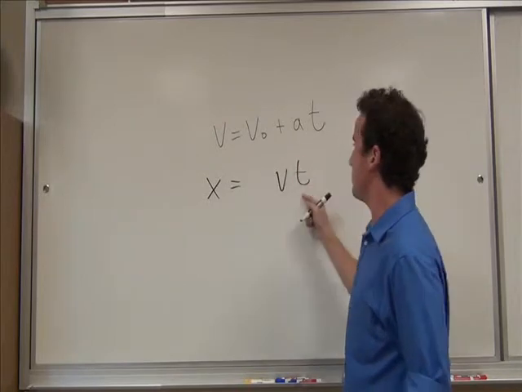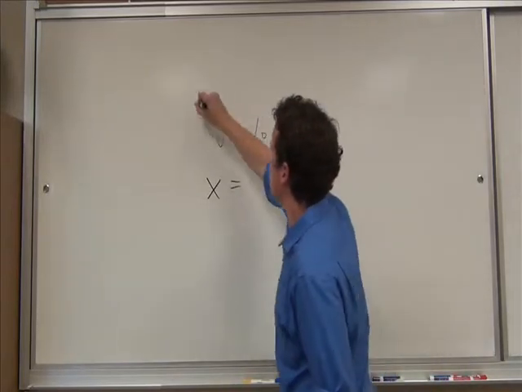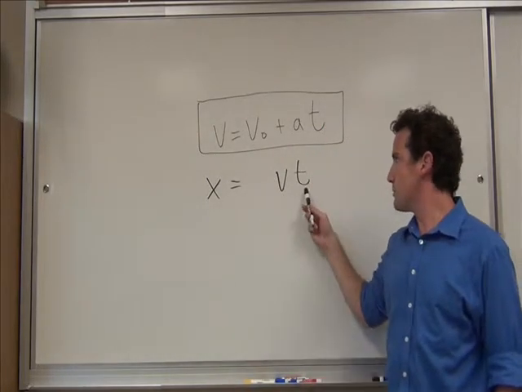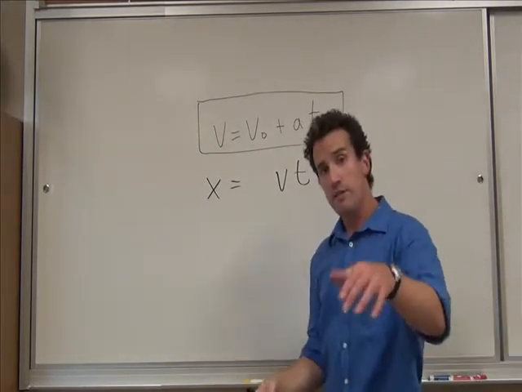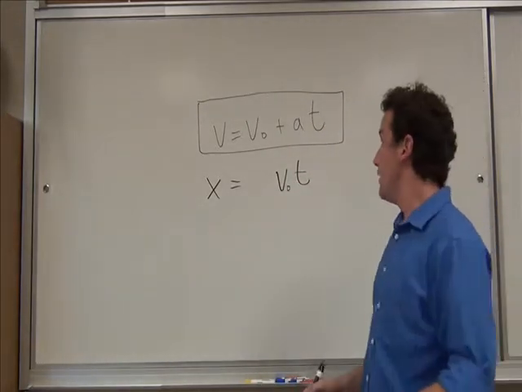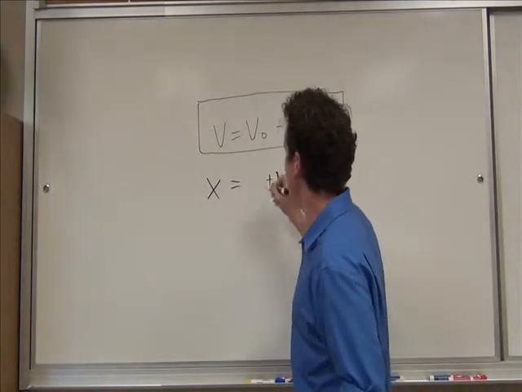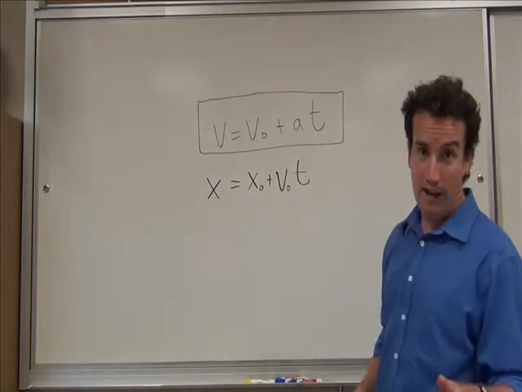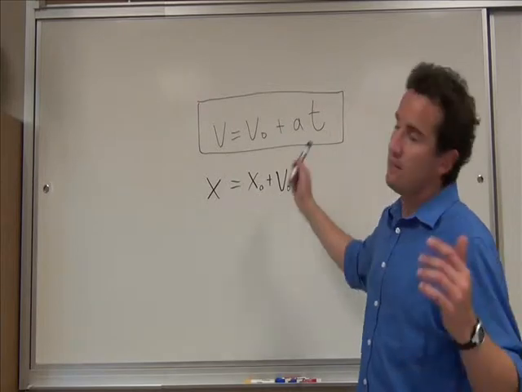Velocity times time equals distance. Now, let me get this one out of the way. But if it's a constant velocity, it might as well be the initial velocity times time. But you could have a starting position x0. Now we have a change in position.